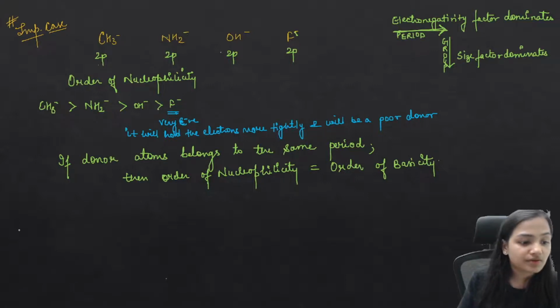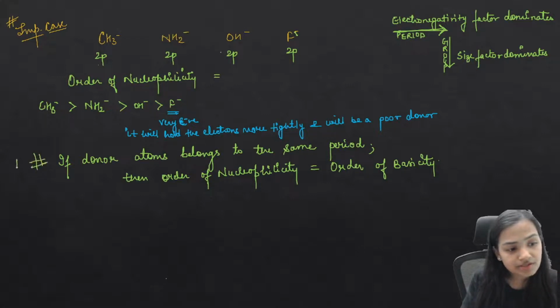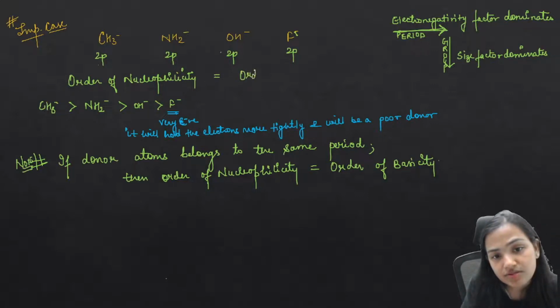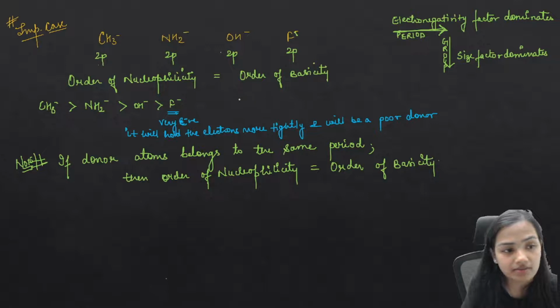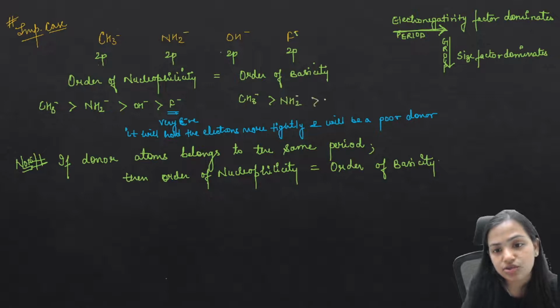Now, if you have to give the order for the basicity, what I just said, I have given you this particular point. This is a note for you all. Okay, this is a very important case. So here the order of basicity is going to be the same. That is, CH3 negative is going to be a good base, for the same reason, then NH2 negative, then OH negative, then F negative.